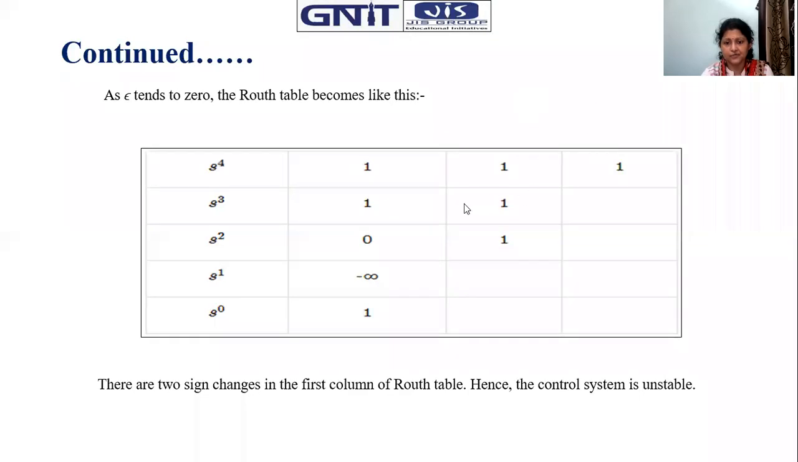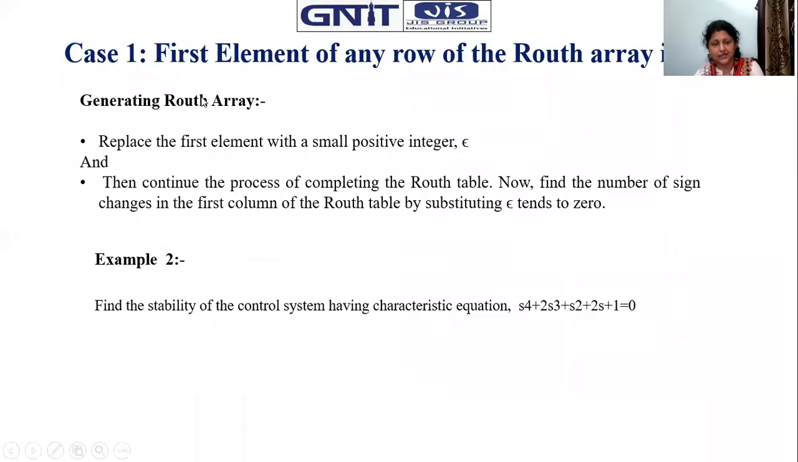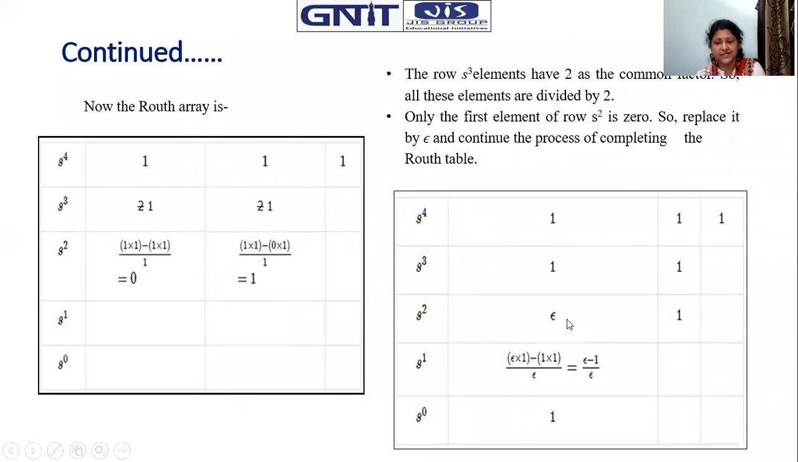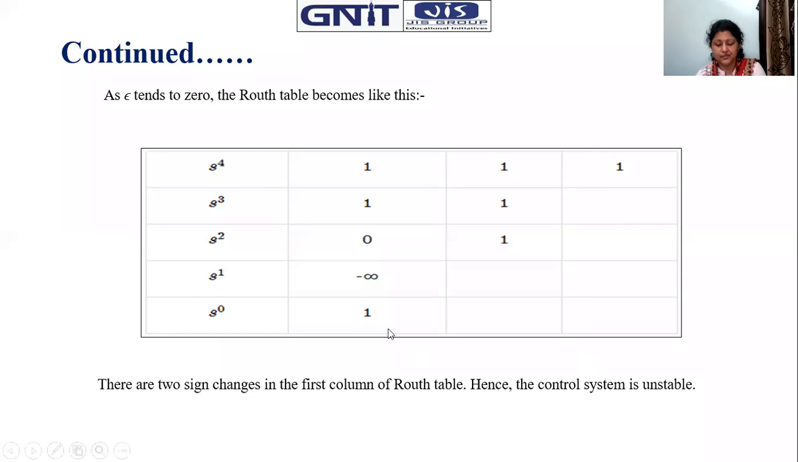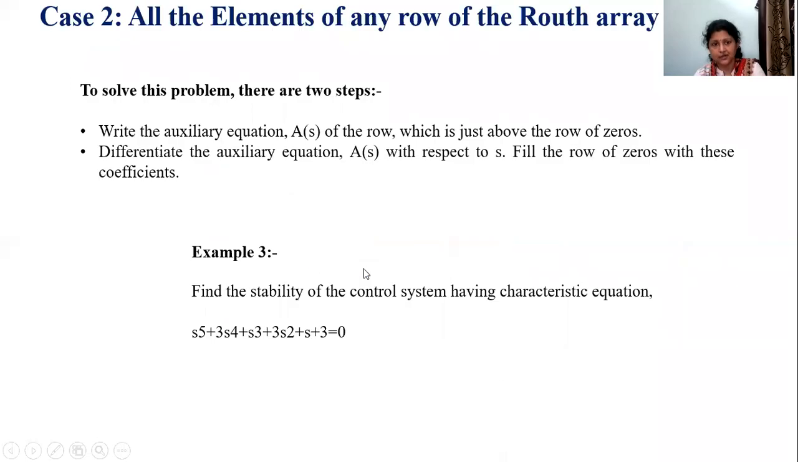Okay. So in this way, for the first case of the Routh array, if the first element of any row is 0, that will be replaced by epsilon, a very small positive quantity. Then we continue the Routh array as before, and if limit epsilon tends to 0, what we found here is minus infinite. In this way we can conclude regarding the stability of that control system. Okay, now this first difficulty has been overcome. Now coming to the next difficulty.